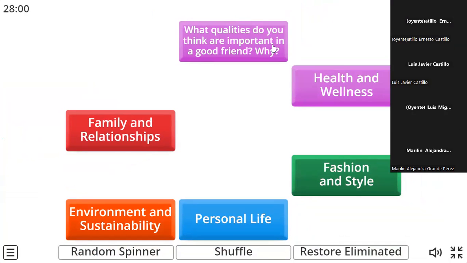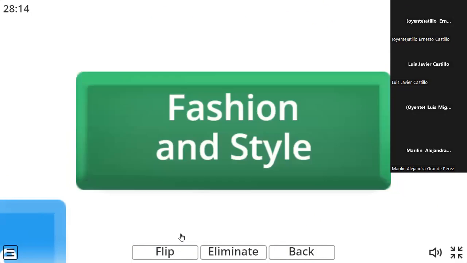If you don't volunteer, yes. Me, teacher, but it depends, so you choose. I can choose. Fashion and style.